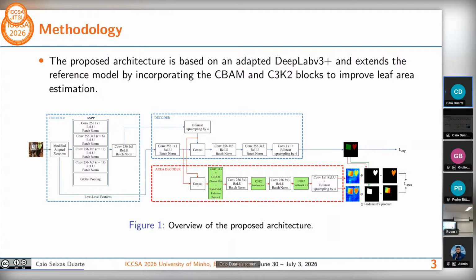I chose the attention model to improve the area estimation and to make the area decoder focus on the more important parts of the feature map. The C3K2 is so the network focuses on refining the features in the area decoder.